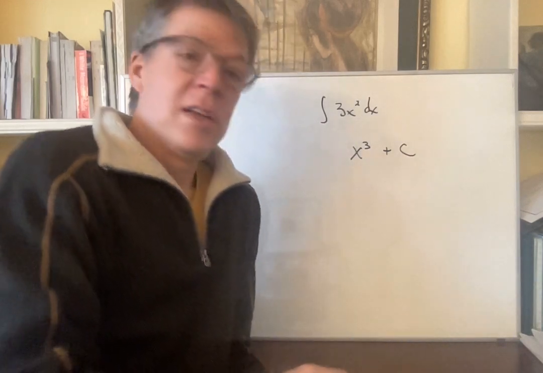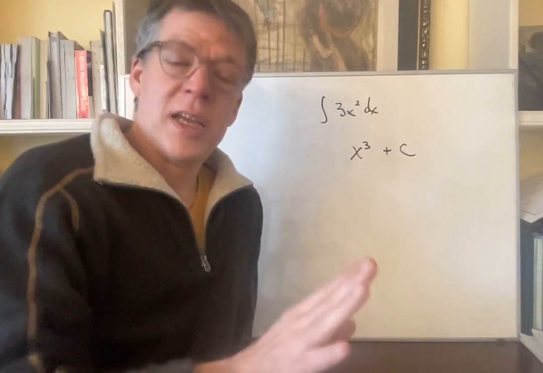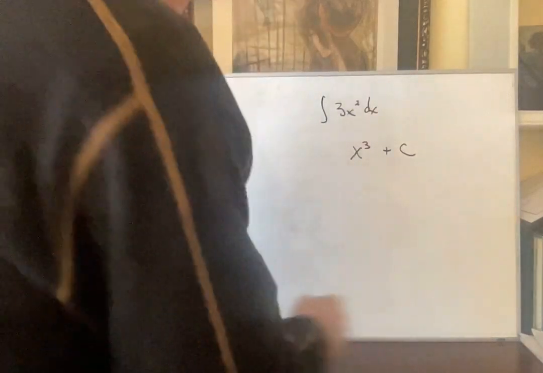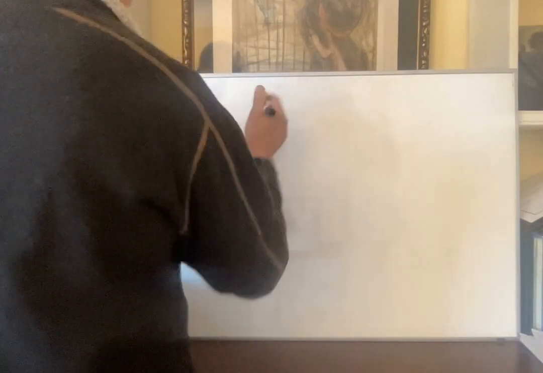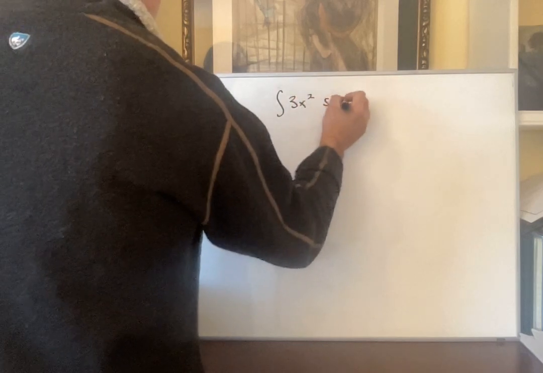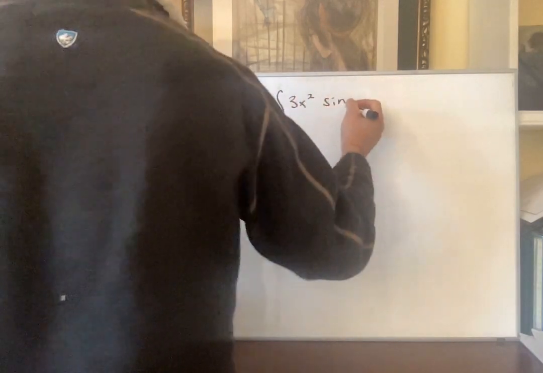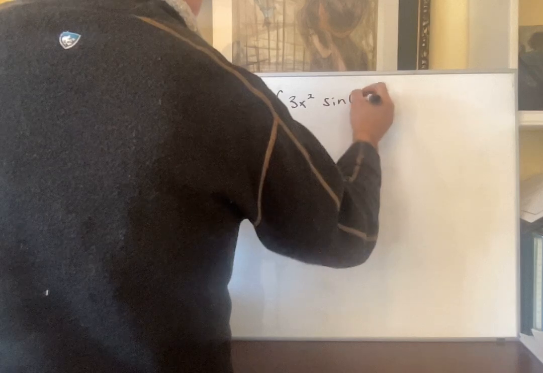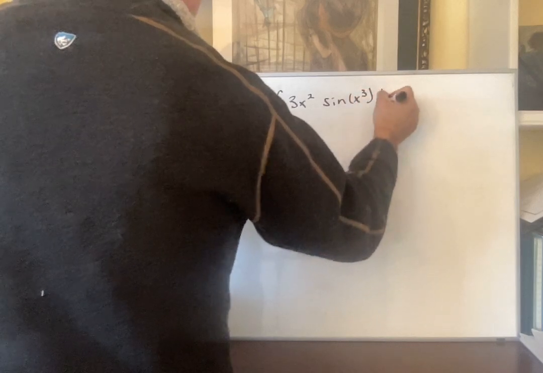All right, so let's do a u substitution from start to end. That way you can see why the rule that you learned yesterday comes into play. So 3x squared times the sine of x cubed dx.